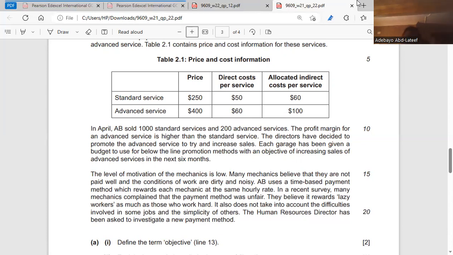Then we go to advanced service. The advanced service is 400 per one, with 200 quantities. So the total revenue is 400 multiplied by 200, which is 80,000. Minus the total cost, which is 60 plus 100, 160 multiplied by 200, which is 32,000. So the profit is 80,000 minus 32,000, which is 48,000. So the total profit for standard service and advanced service is 140,000 plus 48,000, which is 188,000. Perfect.